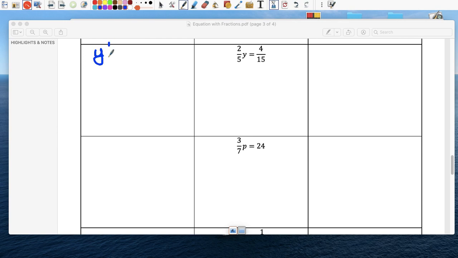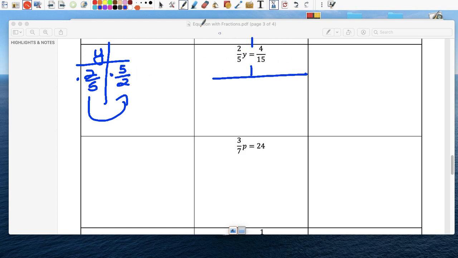y is my variable. It's being multiplied by 2/5. The reciprocal of 2/5 is 5/2. So let's multiply both sides by 5/2. Times 5/2. Times 5/2. On the left side, this all simplifies to 1, and 1 times y is y. On the right side, I get 4/15 times 5/2. 4 times 5 on the top is 20. 15 times 2 at the bottom is 30. And that simplifies to 2/3.